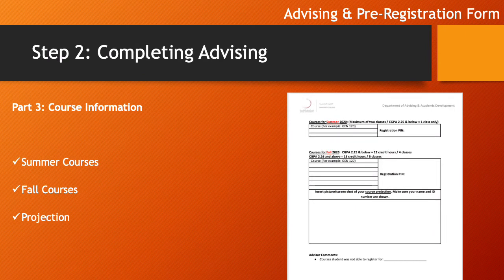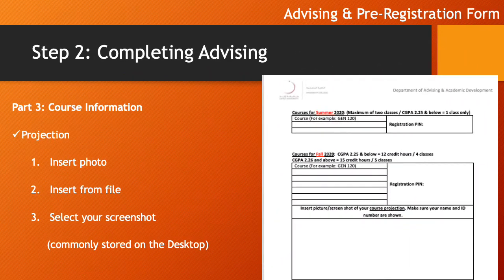We will skip to the end of the form and complete the course information before answering the questions. Page 2 of the form includes your summer courses, fall courses, and an area for you to paste your projection. We will begin with the projection. A projection is a list of courses that you will be taking in the future, and it guides you as you go to register. In a previous step, you should have gone to your projection report and saved it as a screenshot.